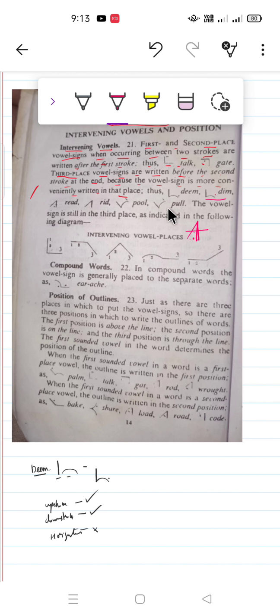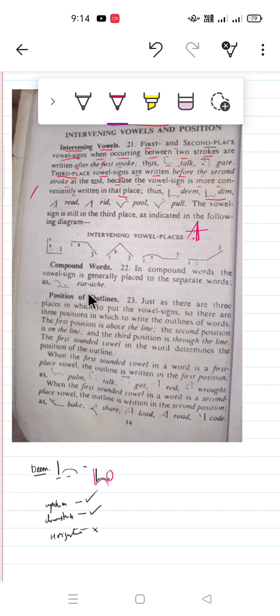Now the vowel sign is still in the third place only. So don't think that because the vowel shifted, the vowel place got changed. It is still in third place only. First read D, after that read the third place vowel here, after that read M. Simple. In this manner you should go. Got it? You can see here TK, KP, RP, MK, KR. You can see these examples, numbering system and all.